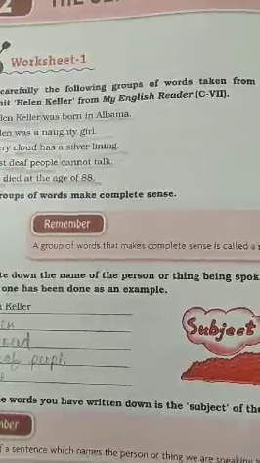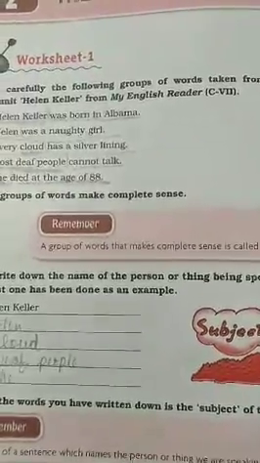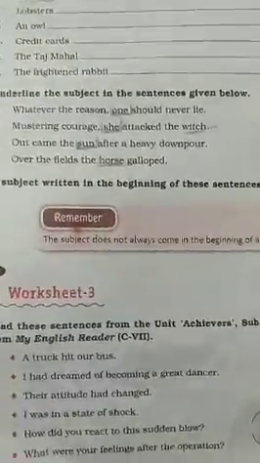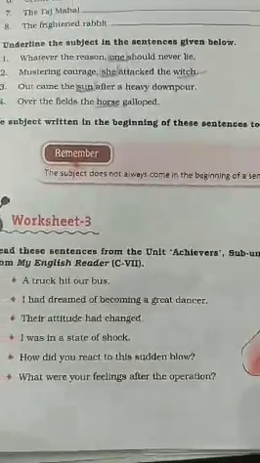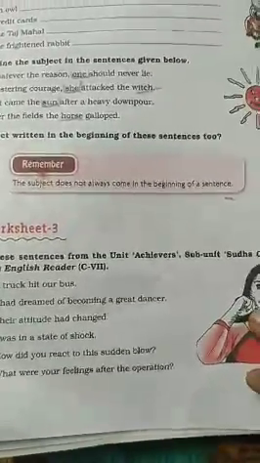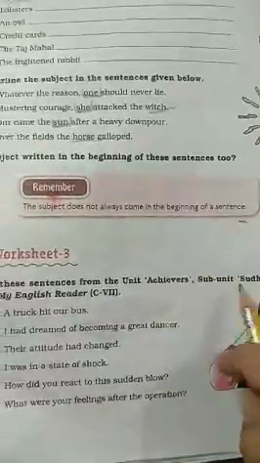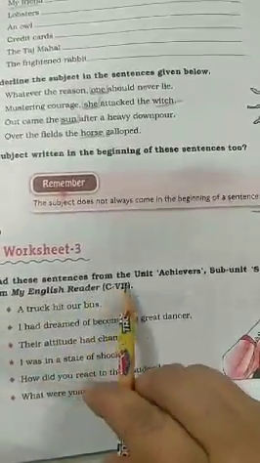Students, we are doing our chapter 2, the sentences. We have done till worksheet 2. Today we will do worksheet 3. So let's read these sentences from the unit Achievers, subunit Sudha Chandran, from my English reader, chapter 7.